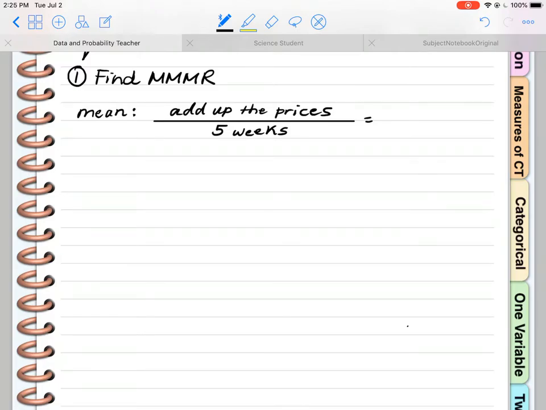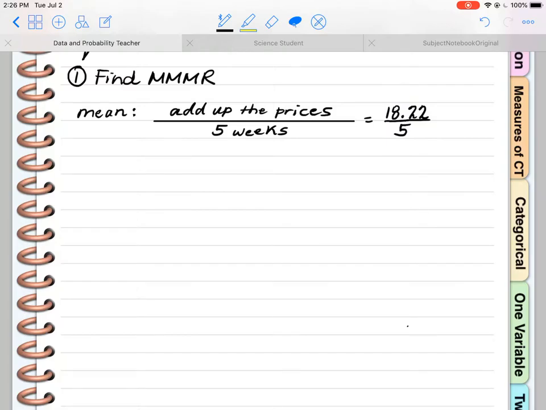The first week was $3.39, $3.52, $3.84, $3.78, and $3.69. And I get a total of $18.22. And I want to divide that by the 5 weeks to get my mean.